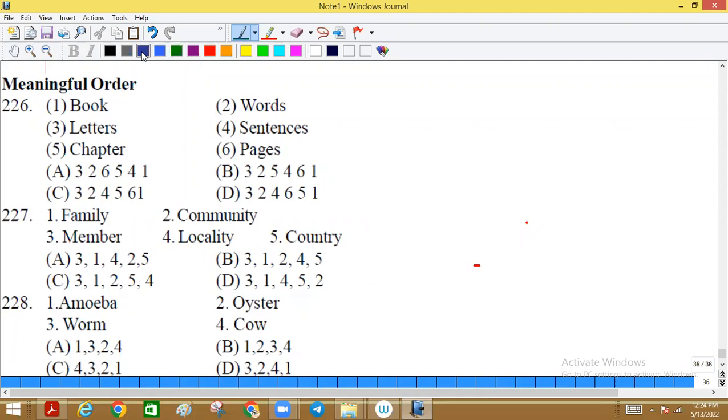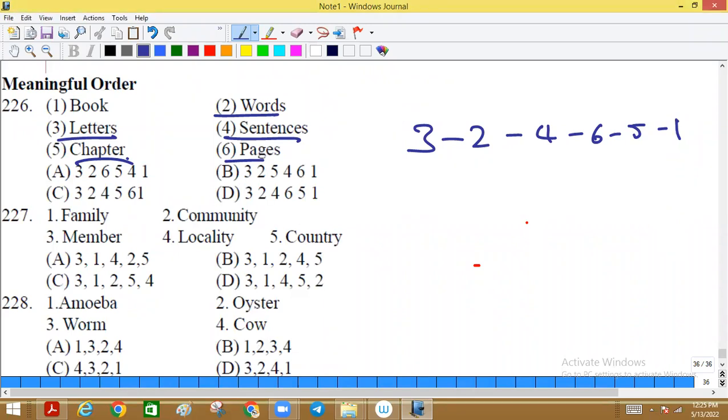So if you go with the logical order, first what you try to arrange? Letters. Group of letters? Words. Group of words? Sentence. Group of sentences? Chapter or page? Page. The group of sentences are present in the page. You take this page, there are sentences in this page. So that is the sixth one. Pages again form chapters, and chapters form books. So this is the order.